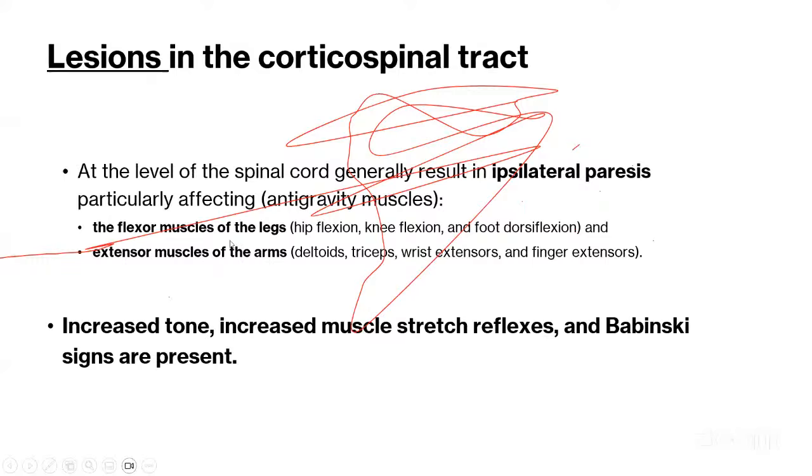This is very easy to remember as we see a hemiparesis patient. In the attitude of the limbs, the opposite muscles are weaker. In the leg, we see the patient is extended, so the flexor muscles are weak, like hip flexion, knee flexion, and foot dorsiflexion. In the arms, extensor muscles like deltoid, triceps, wrist extensors, and finger extensors are also weak. So there will be increased tone, increased muscle stretch reflexes, and Babinski signs are present.